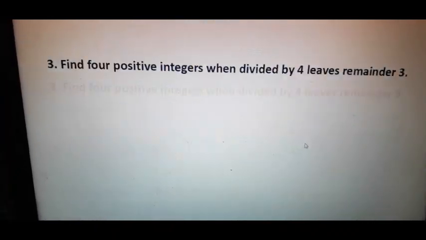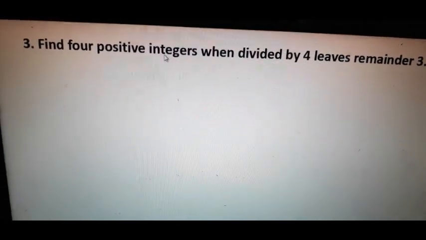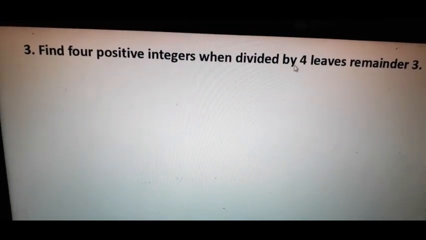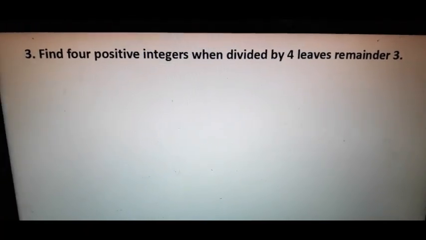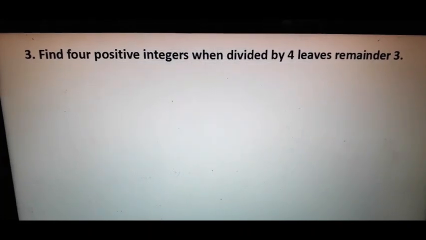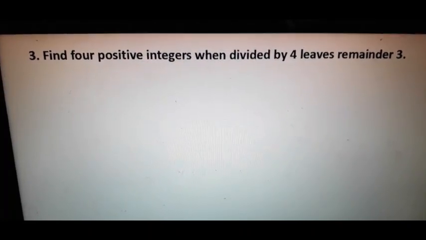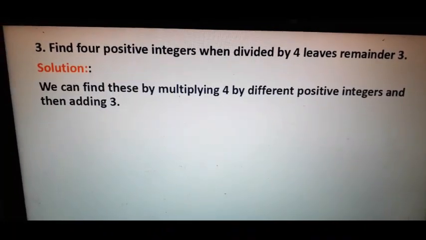Now let's proceed to question number 3. Find 4 positive integers which, when divided by 4, leave a remainder of 3. You can find many positive integers which, when divided by 4, leave a remainder of 3. Let's list some of them.